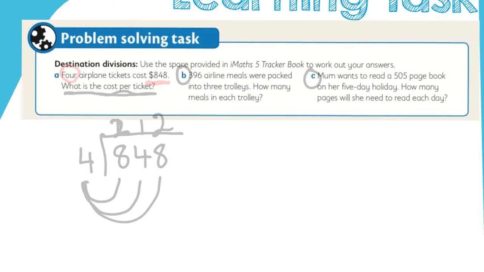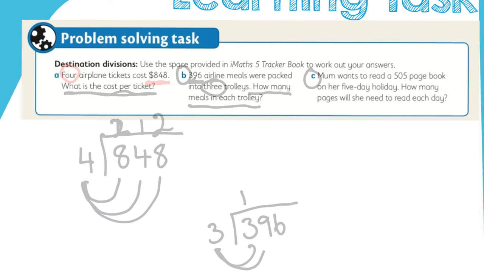Okay, welcome back. We have 396 airline meals were packed into 3 trolleys. How many meals were in each trolley? So again, this is the question: how many meals were in each trolley? So again, I'm going to say 3 divided by 396. 3 goes into 3 once, 3 goes into 9 3 times, and 3 goes into 6 twice. Okay, 132. All right, let's look at the next one together.